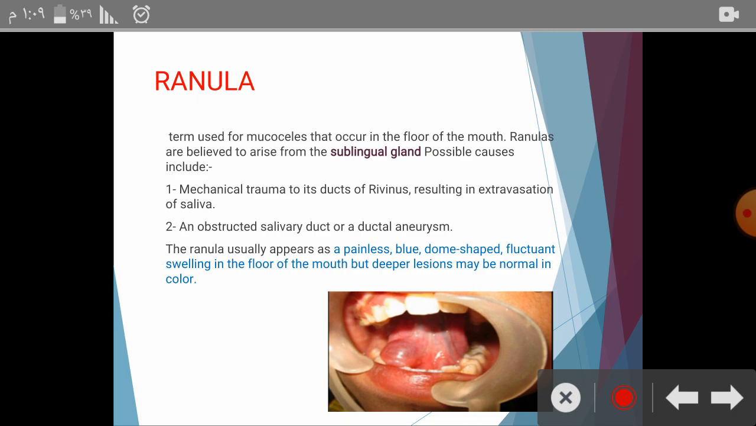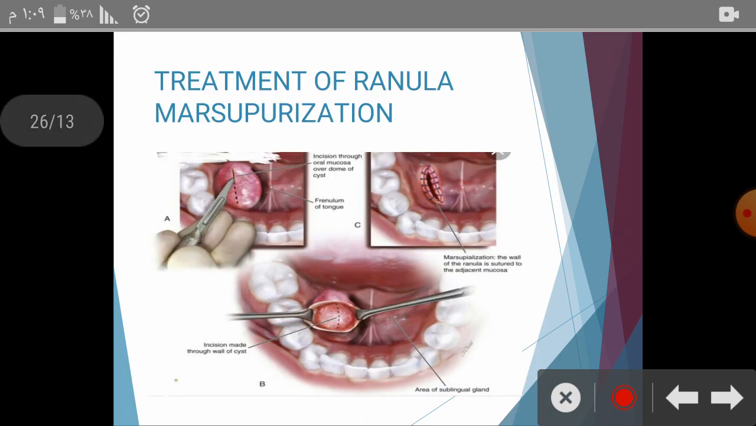Ranula is a mucocele that occurs in the floor of the mouth, arising from the sublingual gland. It's much bigger than the mucocele. The cause of the ranula is mechanical trauma to its duct of Rivinus, resulting in extravasation of saliva, or an obstructed salivary duct or ductal aneurysm. It is a blue, dome-shaped, painless swelling in the floor of the mouth.